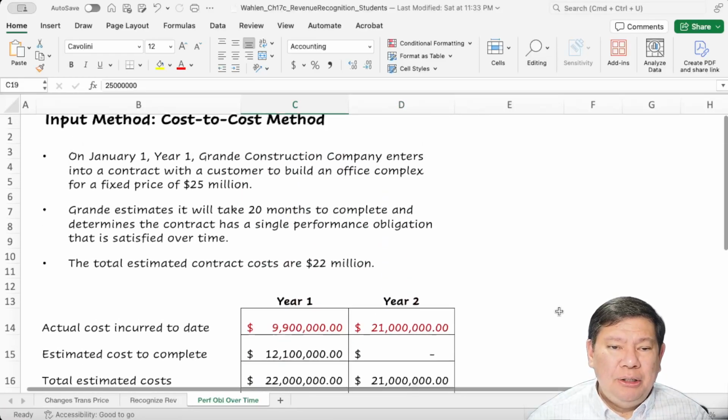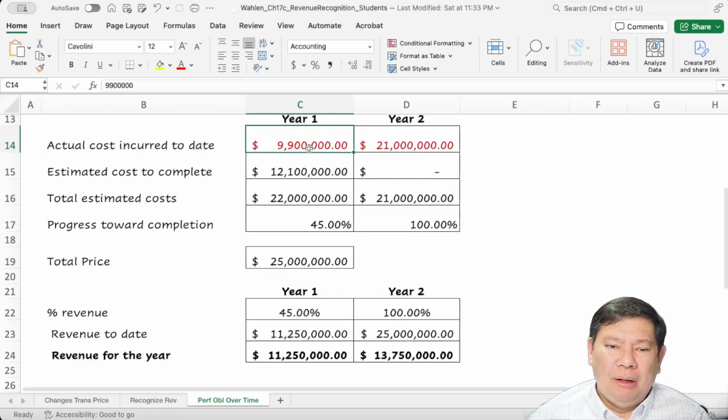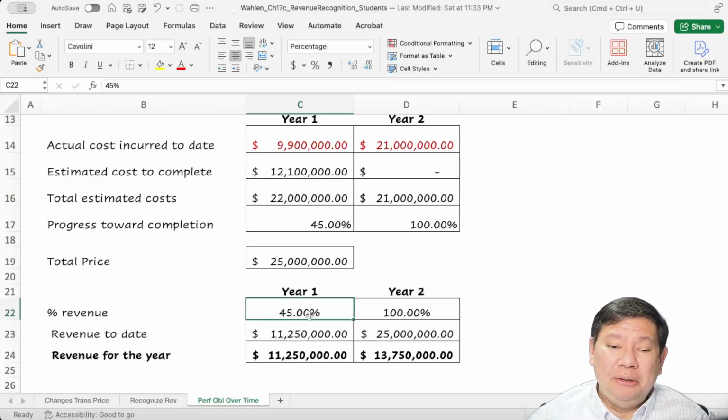So that's how we use the cost-to-cost method, by looking at the cost spent relative to the estimated total cost to complete the project, and we use that percentage to allocate the revenue to decide how much revenue should be recognized that year.